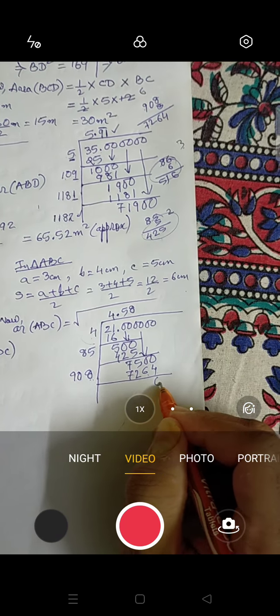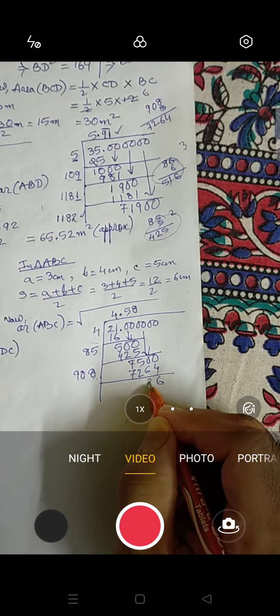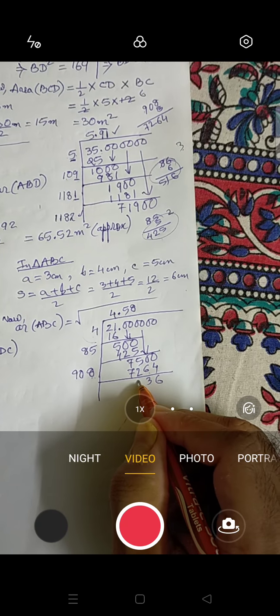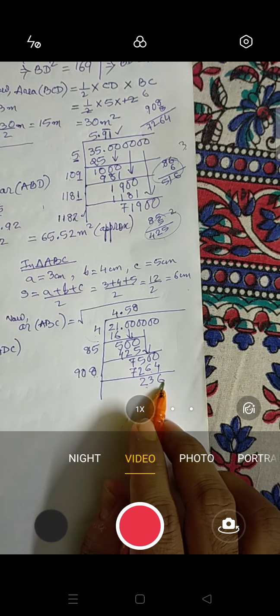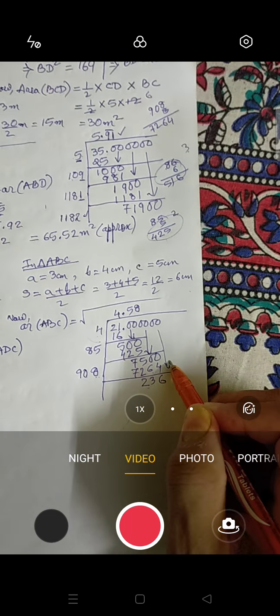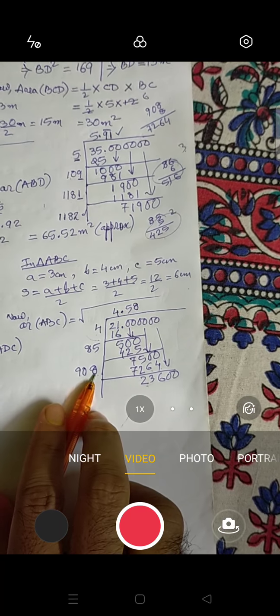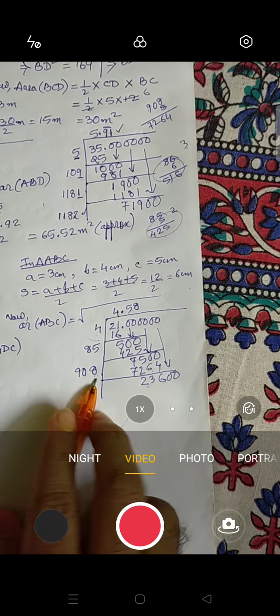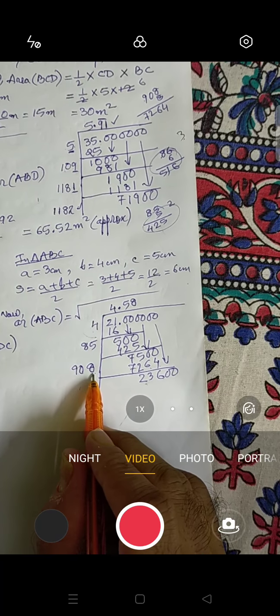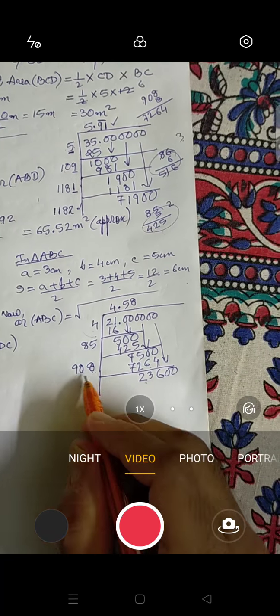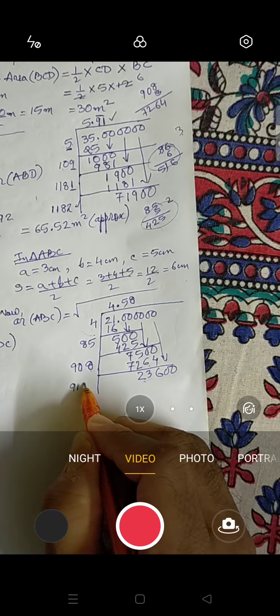Now this one if you subtract, we will be having 6, 9, 3, 4, 2. So we are having 2, 3, 6. Now these zeros will come here, and here 8 was there. So we will add 8 in this. So we will be having 916.